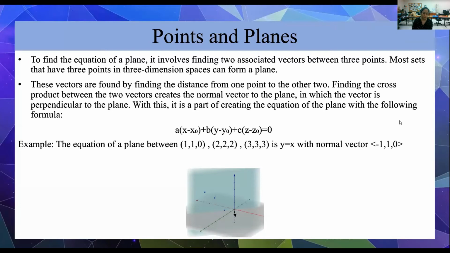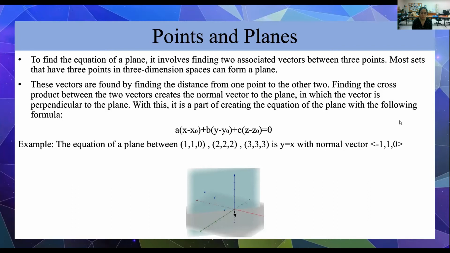From those 2 vectors, it's typically the distance between the first point to the second point and the first point to the third point. With these 2 vectors, you take the cross product of both of them. When you take the cross product, you get a vector, and that vector is called the normal vector to the plane, as represented in the formula A, B, and C. So in the formula, x naught, y naught, and z naught represent the first set of points, or basically the first point.